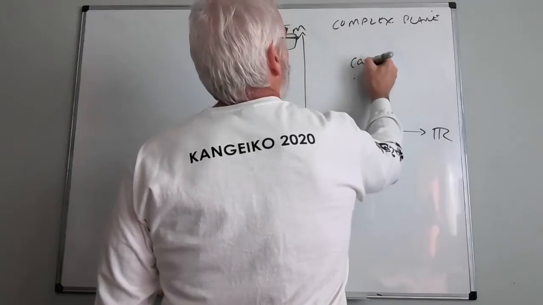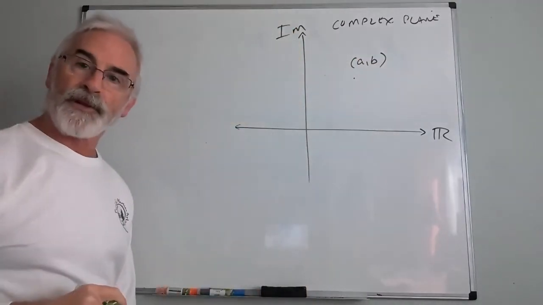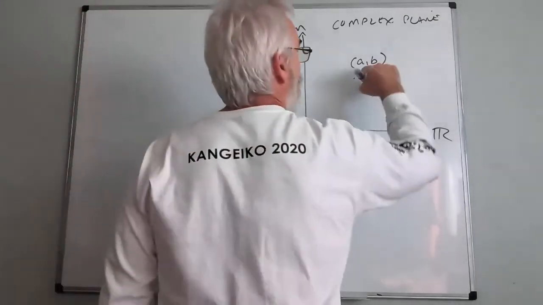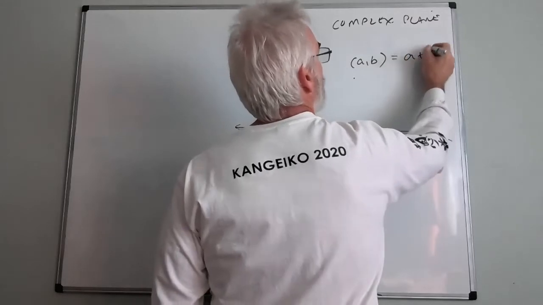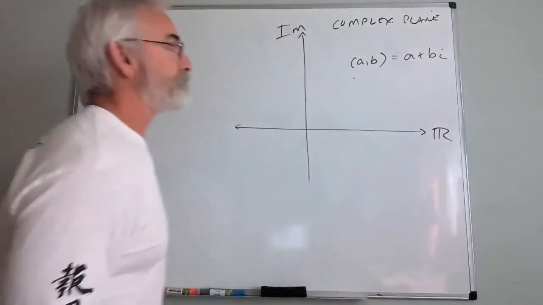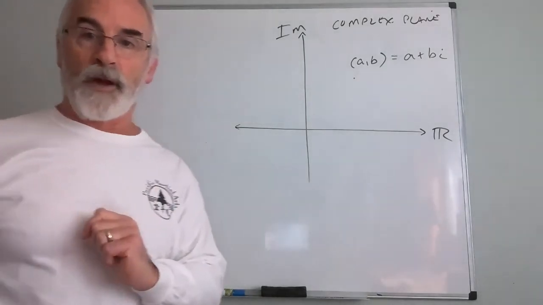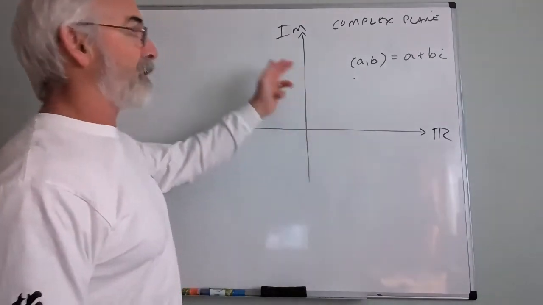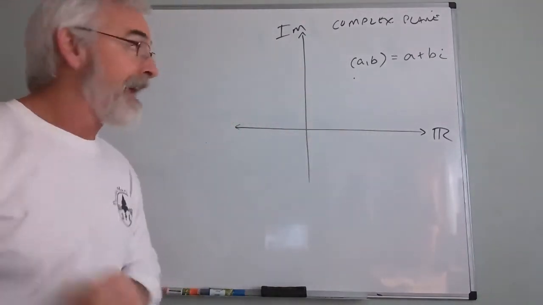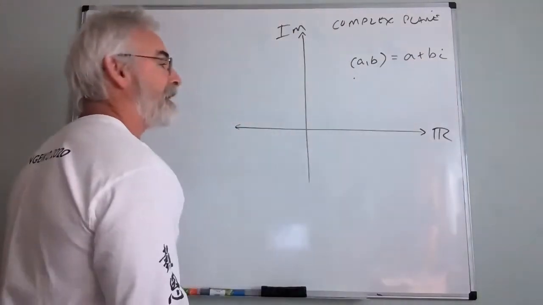Every point on the complex plane represents a complex number. In other words, this ordered pair, we say it's equal to A plus Bi. This is the way we define the complex number plane. Every ordered pair on the complex number plane represents a complex number where the first coordinate's the real and the second coordinate's the imaginary component. A and B are real. A plus Bi is the complex.